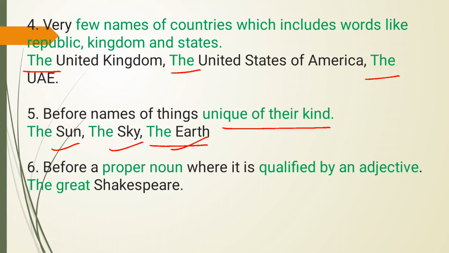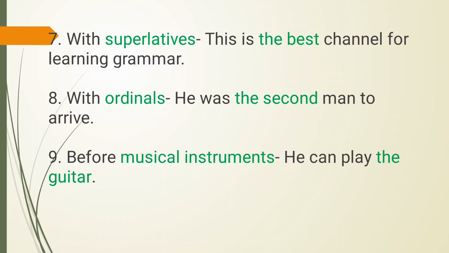Then before a proper noun where it is qualified by an adjective. Now when we look at this name Shakespeare, we all know about Shakespeare. Here we have added an adjective to the name of Shakespeare, and that is why we will be using the definite article the here, the great Shakespeare.